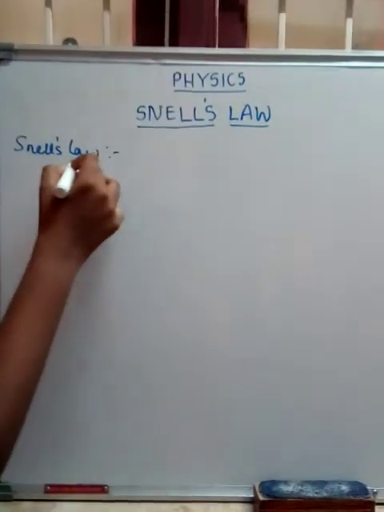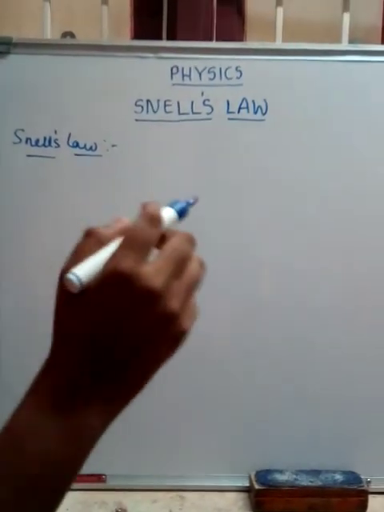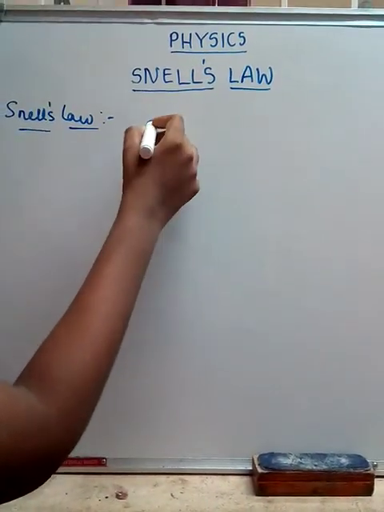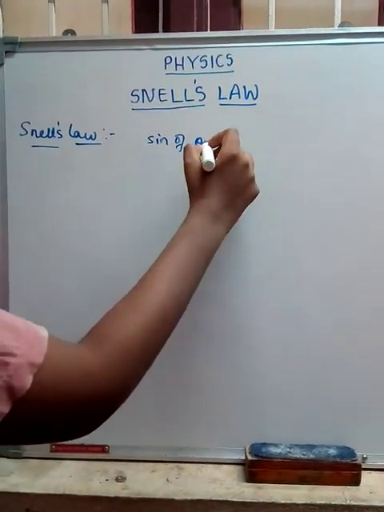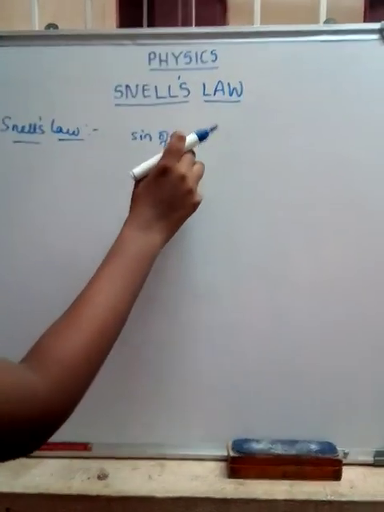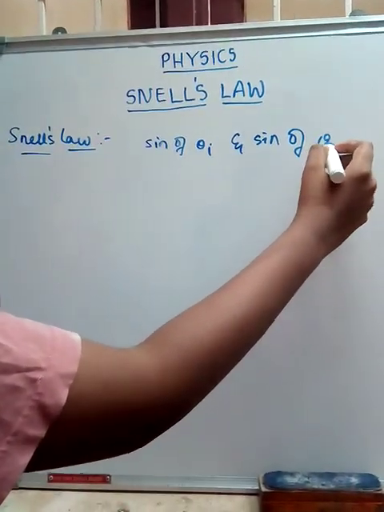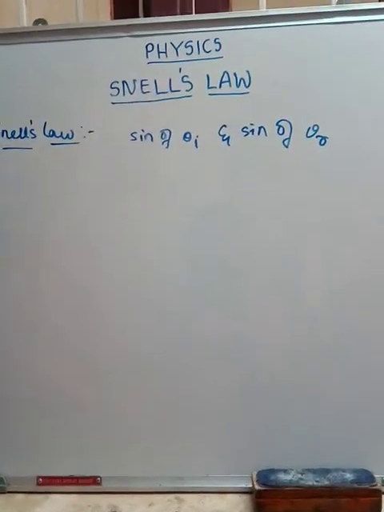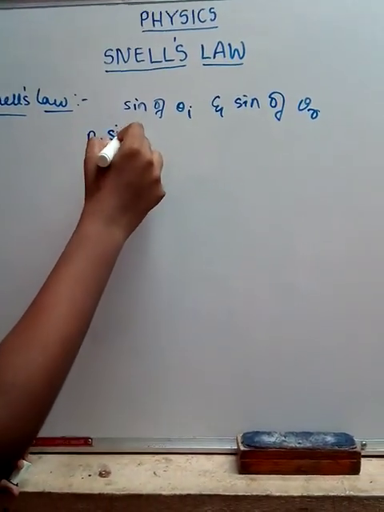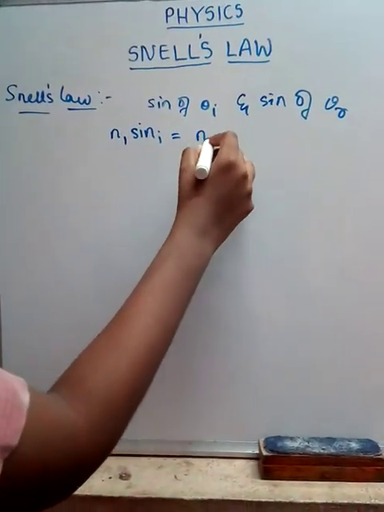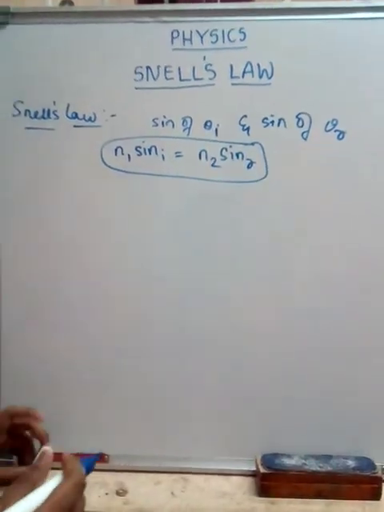The relation between the sine of the angle of incidence and the sine of the angle of reflection, that is theta, is called Snell's law. The formula is n1 sine i is equal to n2 sine r. This is the formula for Snell's law.